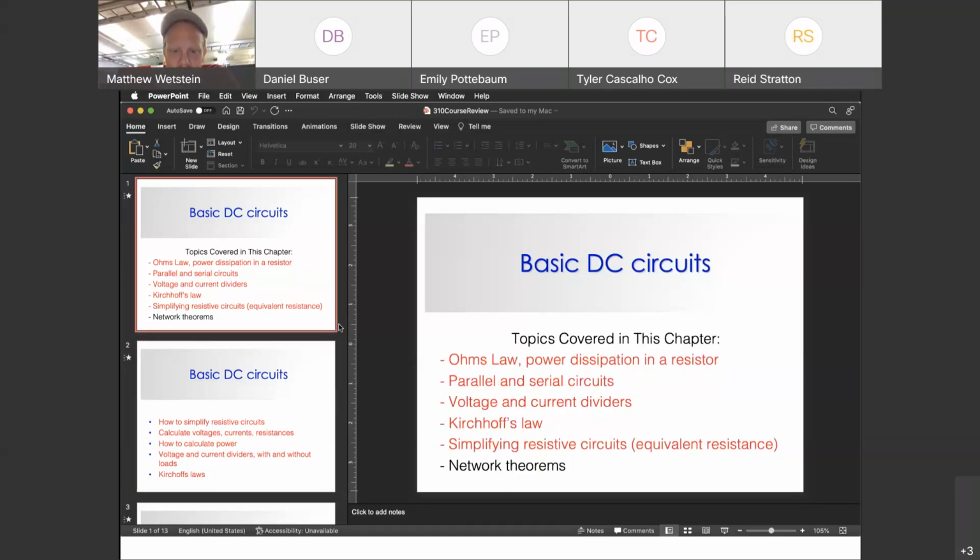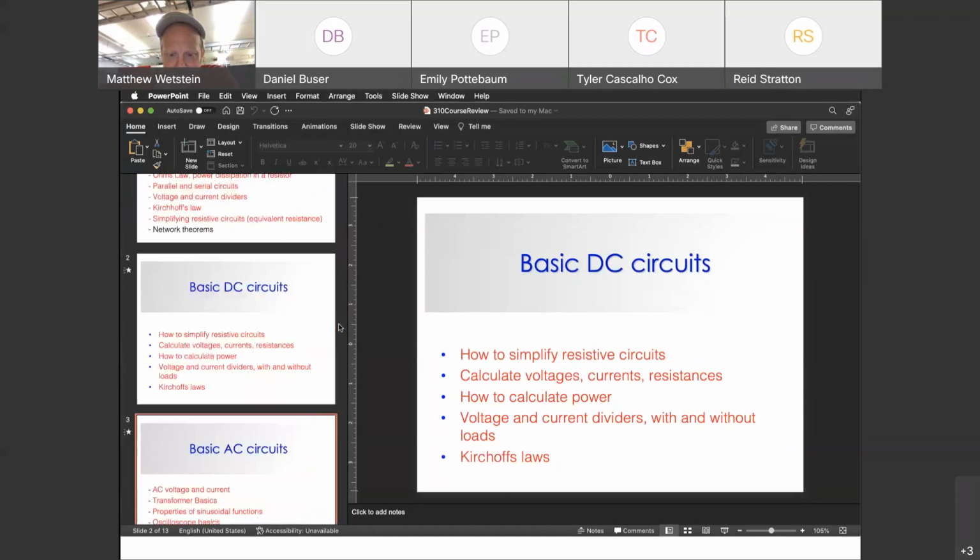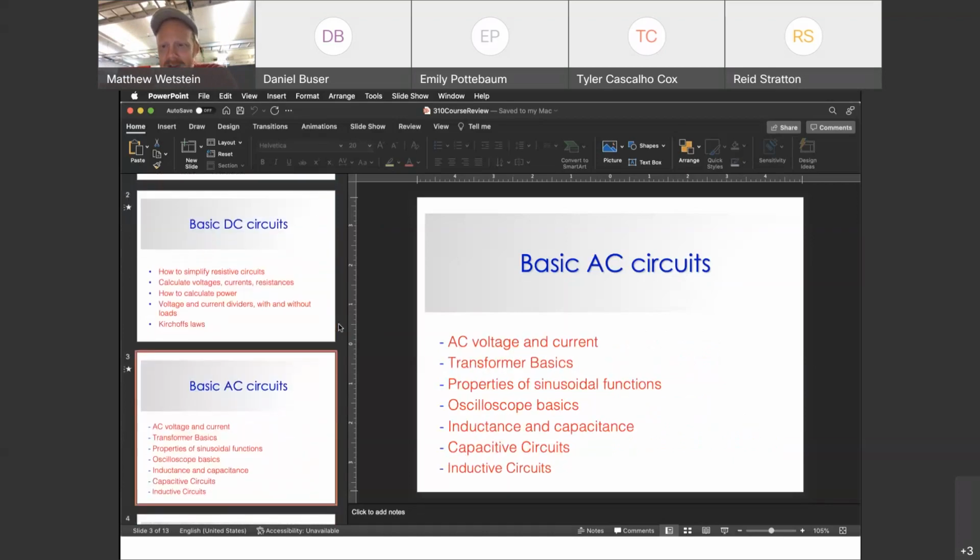Yeah, I don't know why there are two slides of this. They look like they're saying basically the same thing. Okay, so that was a little redundant.